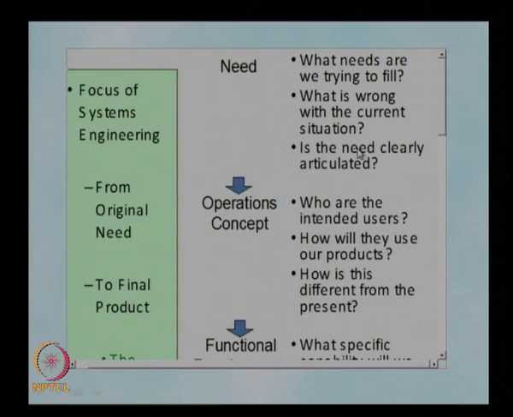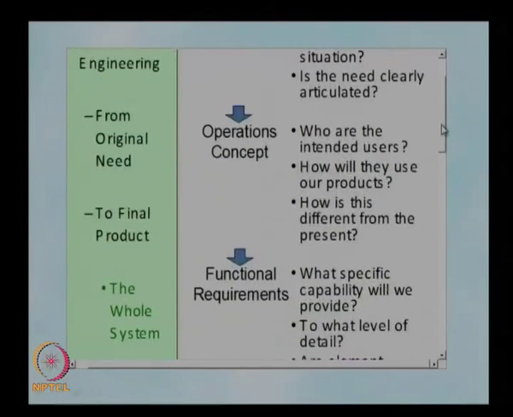Once we have these needs identified, we go for the operations concept for the system. Since it is a new design, we need to identify some kind of operations concept which will help us develop the system. In order to do that, we try to find out who are the intended users for this system, how they use the products, and how this is different from the present system. If we know these things about the users, their preferences, and what should be different from the existing system, we can develop an operations concept.